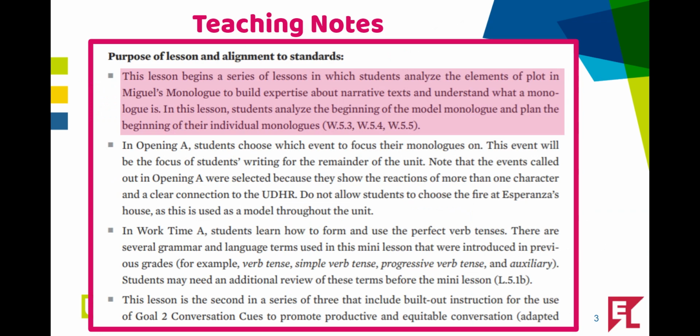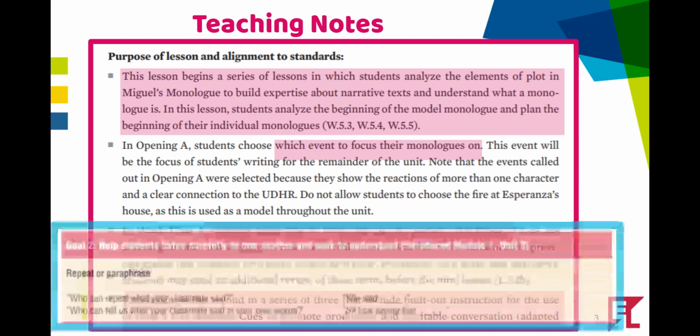throughout this presentation. In this lesson, students analyze the elements of plot in Miguel's monologue, analyze the beginning of the monologue, and plan the beginning of their individual monologues. Students will choose which event to focus their monologue on and will be the focus for the remainder of the unit. They will also learn how to form and use the perfect verb tenses. This lesson is the second in a series of 3 that include built-out instruction for the use of Goal 2 conversation cues to promote productive and equitable conversation.